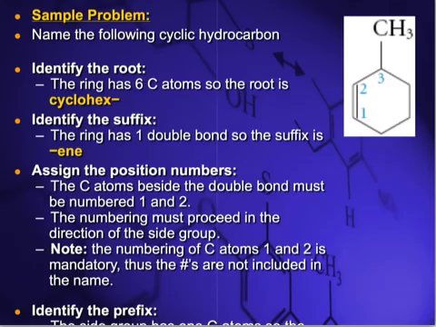When we name a cyclic alkene, we're going to give highest priority to the double bond. Therefore, the double bond will always be positions 1 and 2. And then we name the branches according to the direction. In this diagram, this methyl group here is attached to position 3. So the name of this compound is 3-methylcyclohexene.